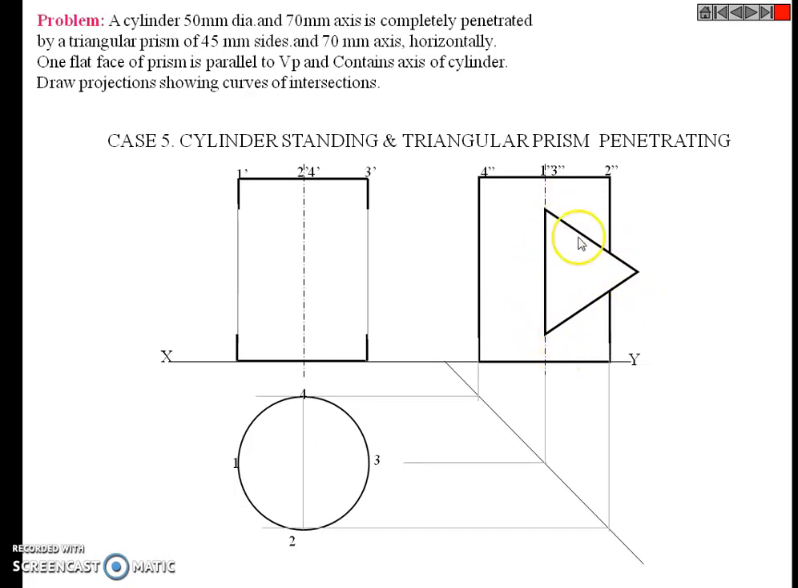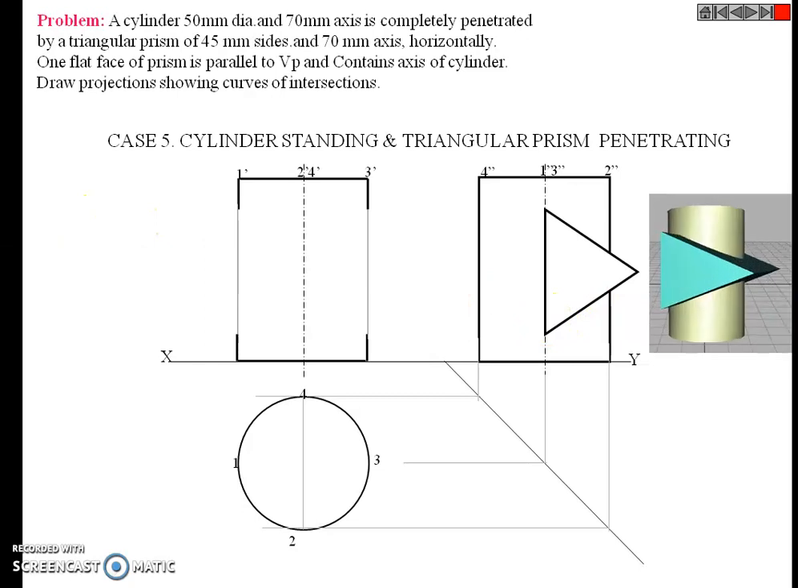After drawing this triangle of 45 mm length, draw this triangle. This is the figure, this is side view. When observer is from this side, this is a flat face. This flat face is parallel to VP and this flat face contains axis of cylinder. So this side is 45 mm. Then draw this triangle of 45 mm side.